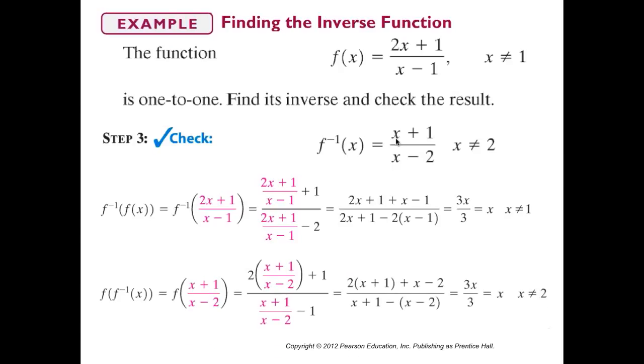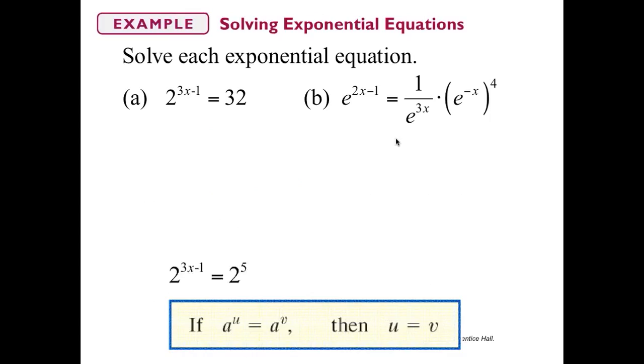They do tell us that x cannot equal 1, and the reason for that is because if you plug 1 in, you get a 0 in your denominator, which is obviously not what we want. This is a one-to-one function, so we want to find its inverse and then check the result. If you recall, in order to find the inverse, you interchange the variables x and y. So everywhere you see a y, you put an x. Everywhere you see an x, you put a y.